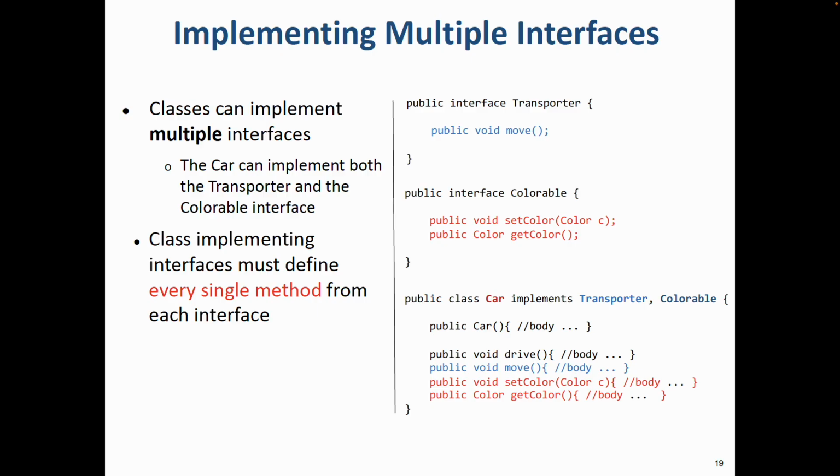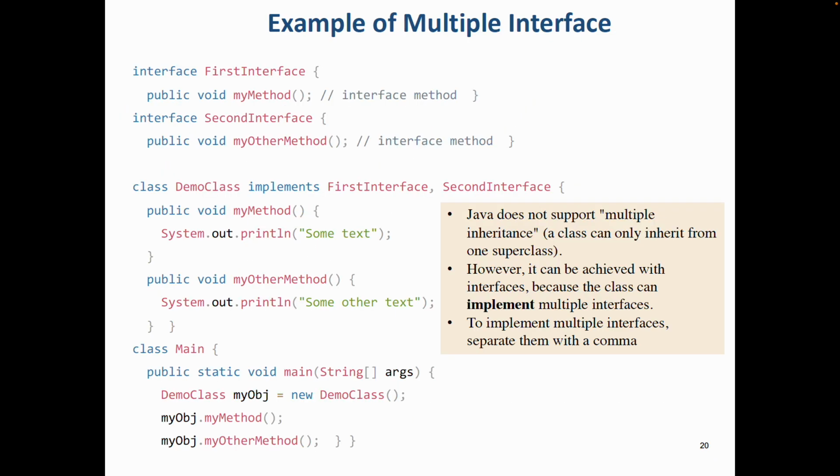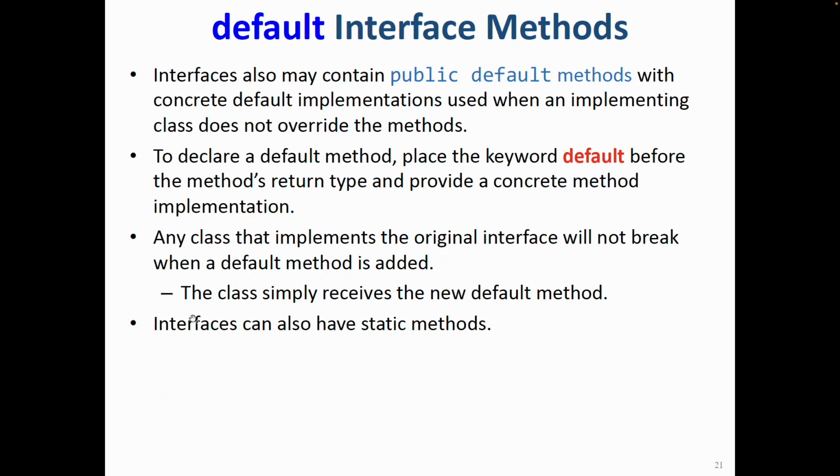And I had already talked about this, but again, just to give one more example, we can implement multiple interfaces. Let's say that we have, again, this Transporter interface, and then this Colorable interface, which has these two functions. So if the car implements these two interfaces, then we have to implement all of them: the move function, the set color, and the get color functions. All of them should be implemented. This is just one more example about this, so I will just skip this part.